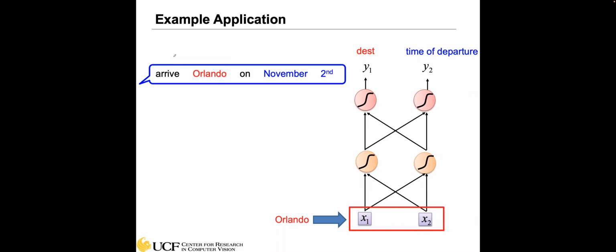So how do we handle this input sentence? We can process it word by word. If we take "arrive", we go through the network and generate a prediction, and this may fall into the other class. It doesn't belong to destination or time of arrival. For "Orlando", we can train a network to predict that it belongs to the destination, and "on" also belongs to other. "November" and "2nd" both belong to the time of departure class.